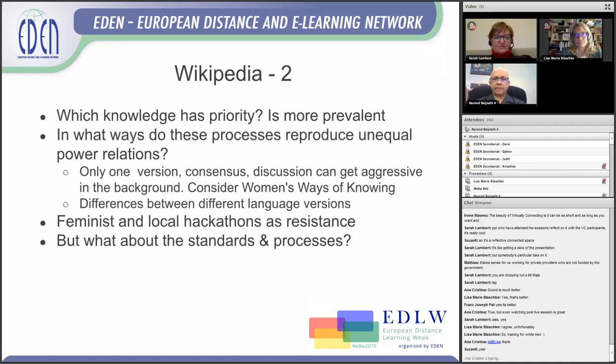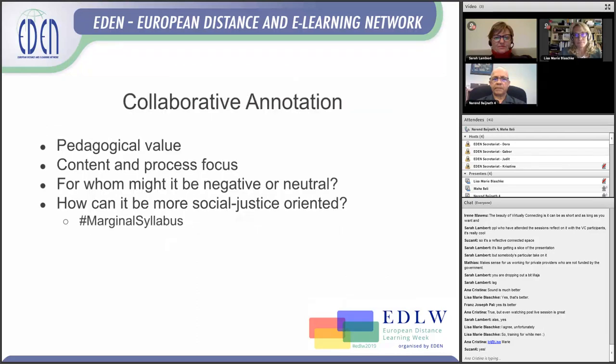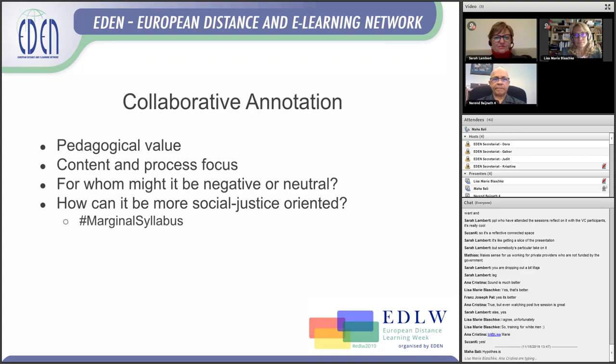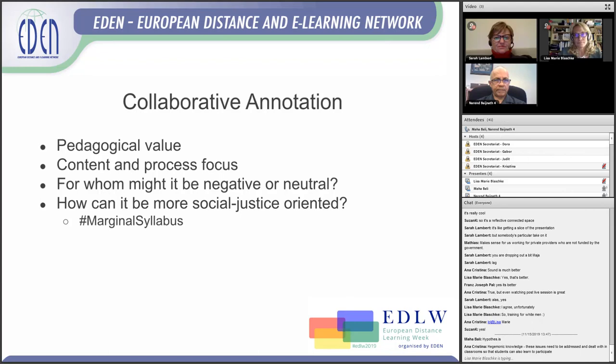But there are ways to resist that. So there are feminist and local editathons and hackathons that focus on creating more material about women or more material that are local to particular countries. But the standards and processes are still there. So you're maybe dealing with the cultural aspect by creating these, but the political, like who decides, will not happen until there are enough minorities and women who are leading in all these spaces in Wikipedia. Even when the CEO, or the top person, is a woman, a lot of the people who are doing the actual work are not women, not minorities.